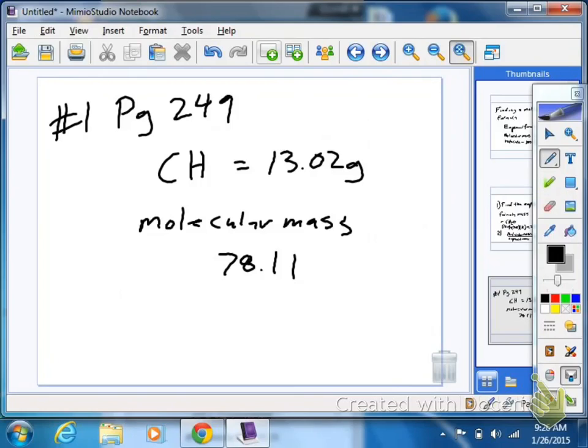Okay? So we take the molecular mass divided by the empirical mass, and the number goes in 6 times. So then that's our multiplier. So 6 on the outside of CH. Our formula is going to be C6H6.